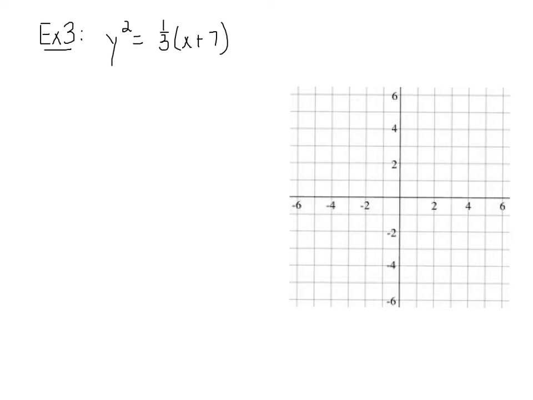Alright, so now let's do some examples of some parabolas that are opening to the left and to the right. Our first one is y squared equals 1/3 (x plus 7). So the first thing that you're going to do is write down what your vertex is. Make sure you put the x value first. So my x value is negative 7. My y value is nothing, so it's going to be 0. So that's my vertex. Now, because the x value is the one that is not squared, then we know it's opening to the left or the right. But because this number is positive, it's going to open to the right.